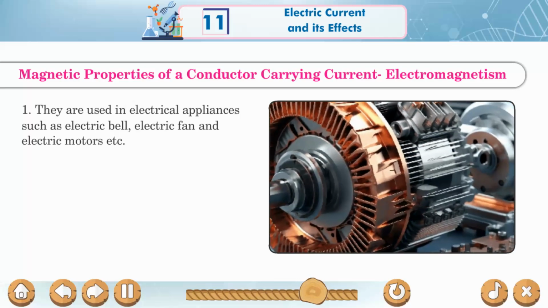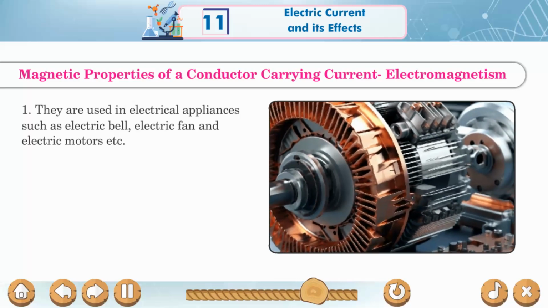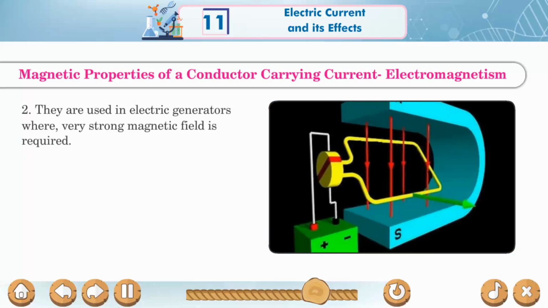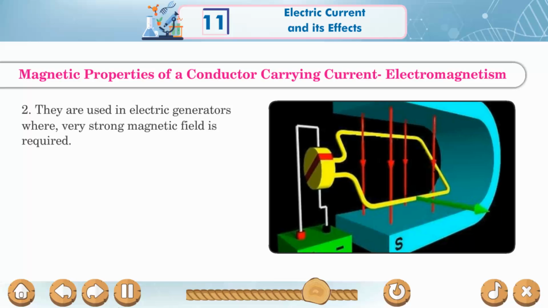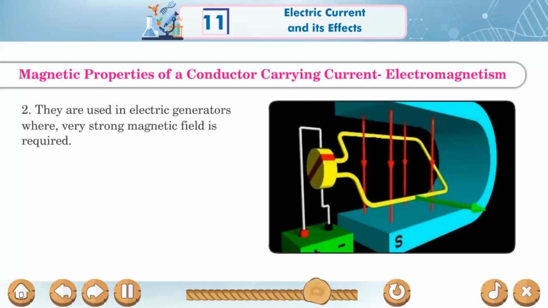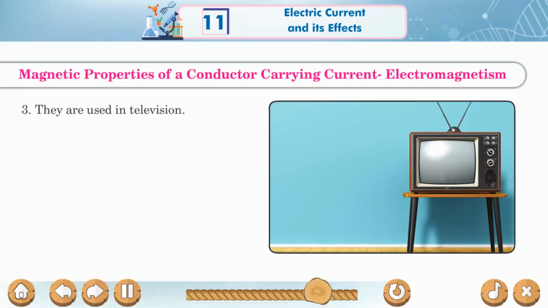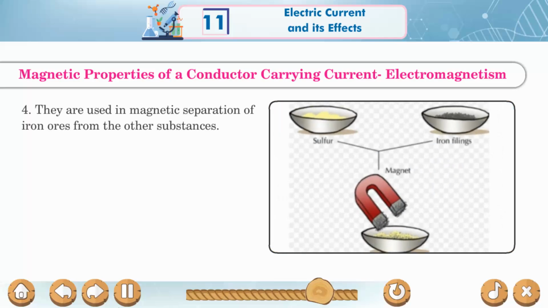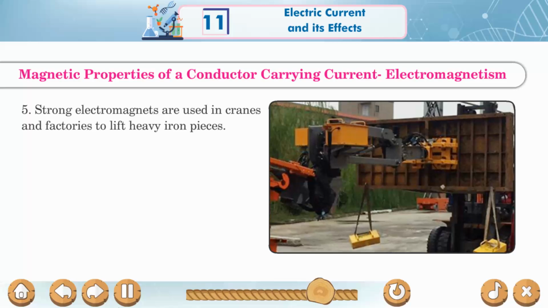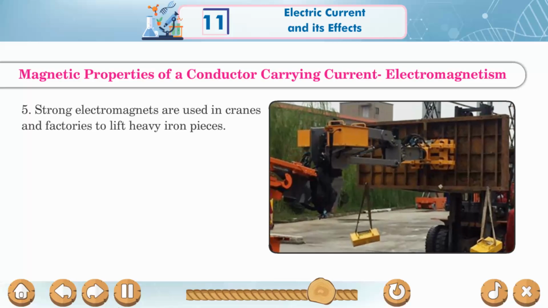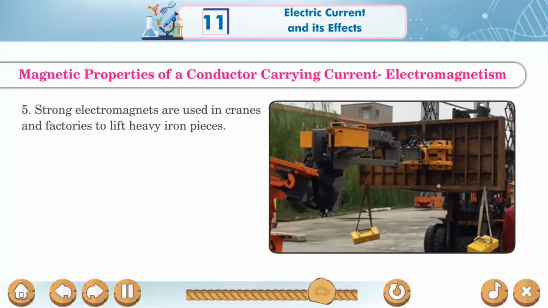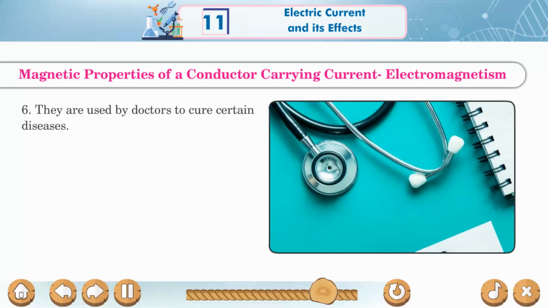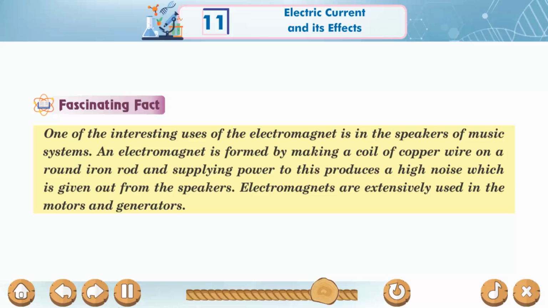Practical uses of electromagnets. 1. They are used in electrical appliances such as electric bell, electric fan and electric motors, etc. 2. They are used in electric generators where a very strong magnetic field is required. 3. They are used in television. 4. They are used in magnetic separation of iron ores from other substances. 5. Strong electromagnets are used in cranes and factories to lift heavy iron pieces. 6. They are used by doctors to cure certain diseases.